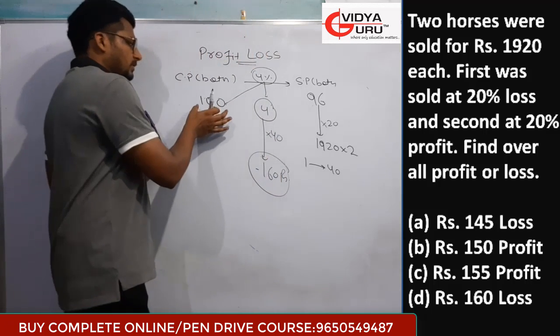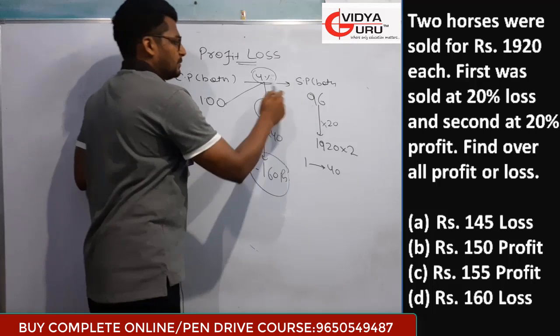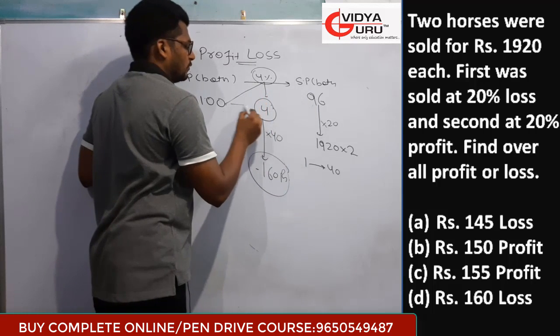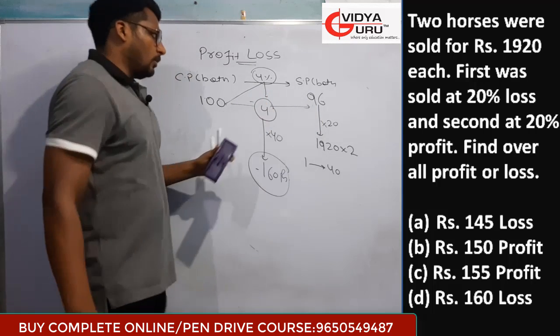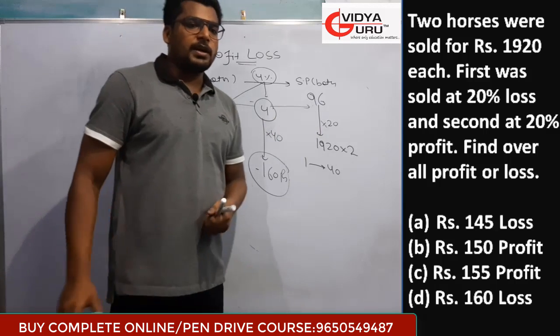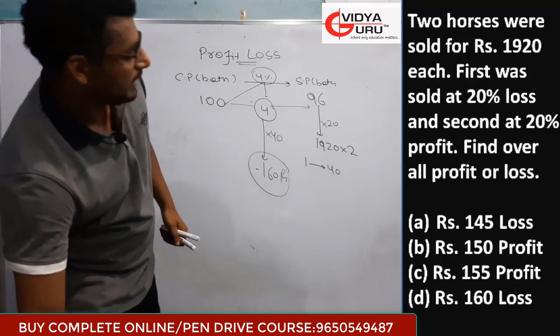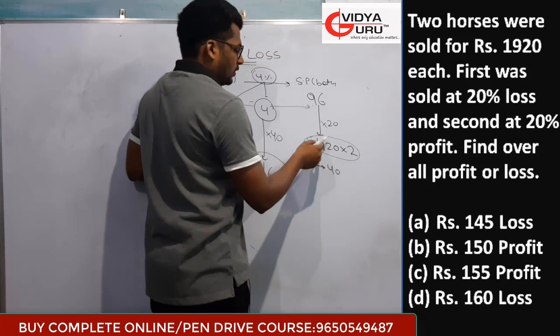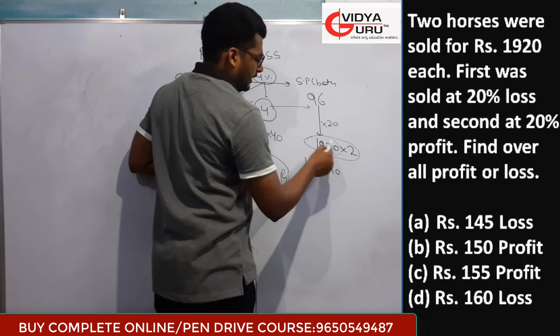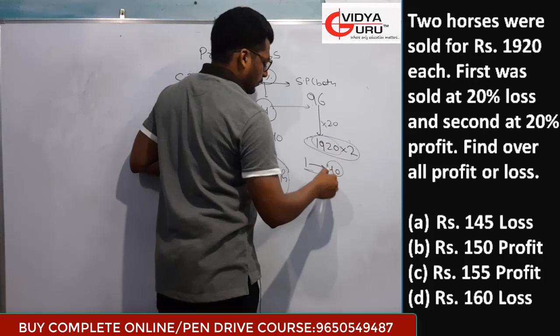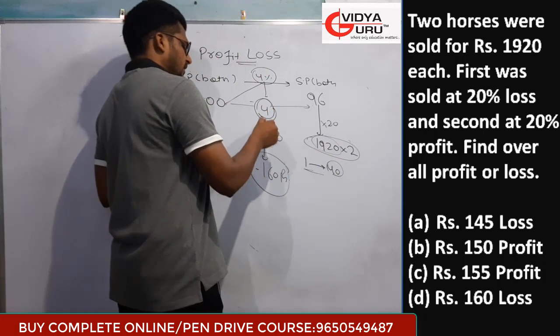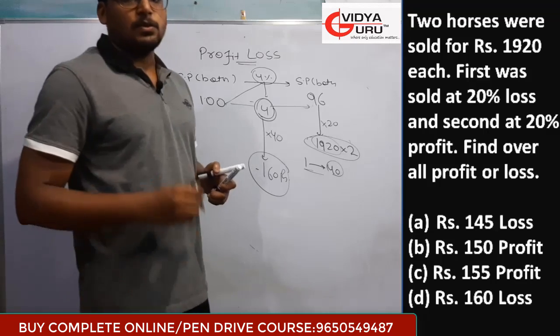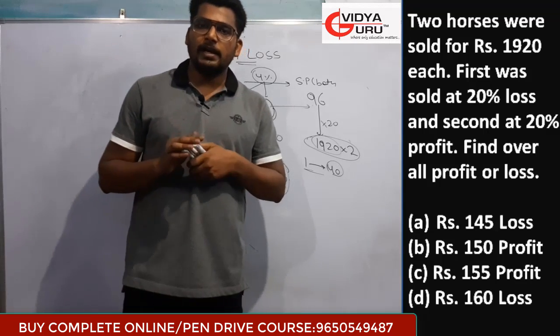We have considered both CP 100, then SP of both will be 96 because a loss of 4% is there. Now SP of both is 96, but according to the question SP of each is 1920, so both will be 1920 into 2. So 96 becomes 20 times, that is 1920, and into 2, one value will be 40, and the loss of 4 will be equal to 160 rupees. Hope you are getting it.